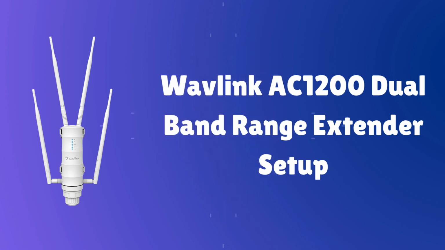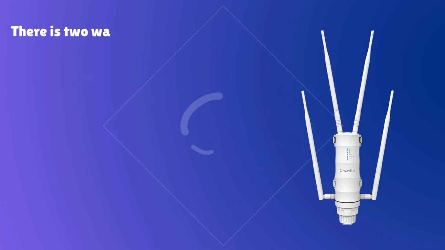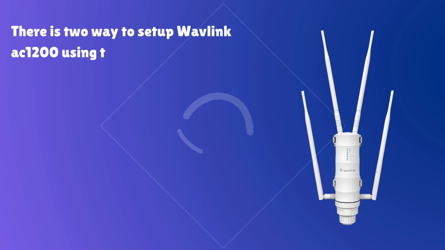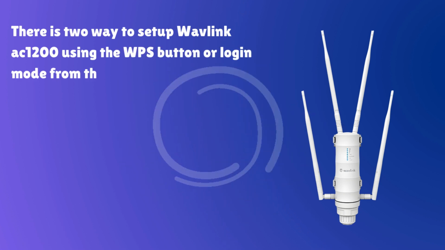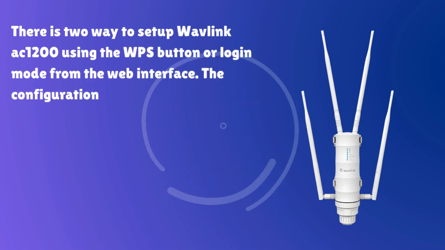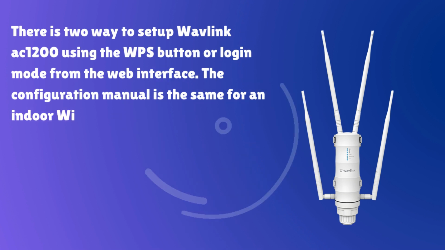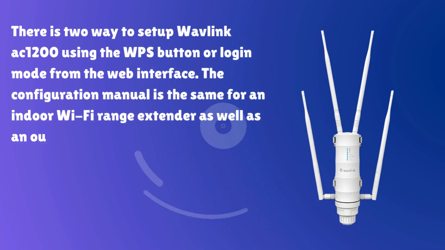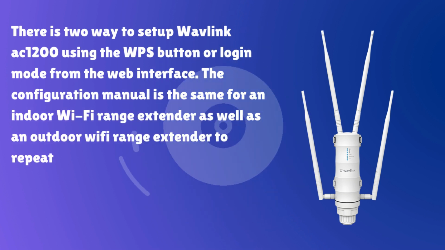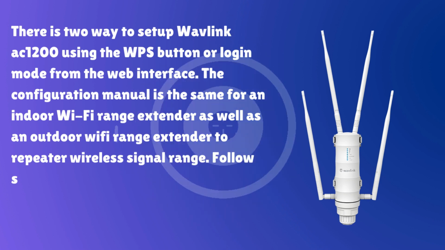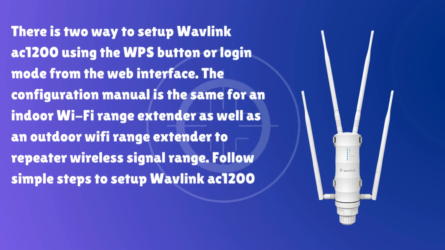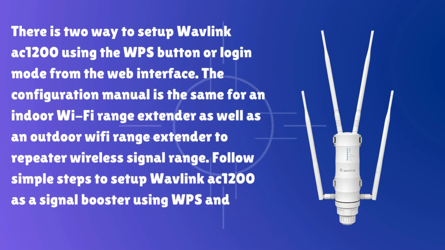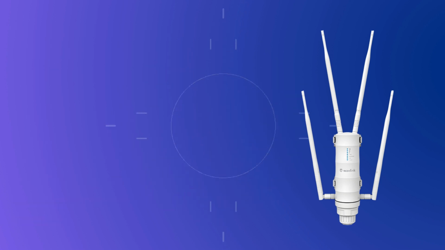Wavlink AC1200 Dual Band Range Extender Setup. There are two ways to set up Wavlink AC1200: using the WPS button or login mode from the web interface. The configuration manual is the same for an indoor Wi-Fi range extender as well as an outdoor Wi-Fi range extender to repeat the wireless signal range. Follow simple steps to set up Wavlink AC1200 as a signal booster using WPS and web interface.